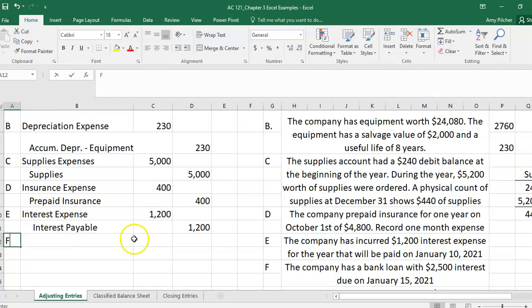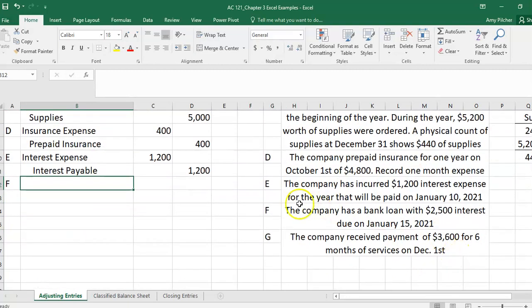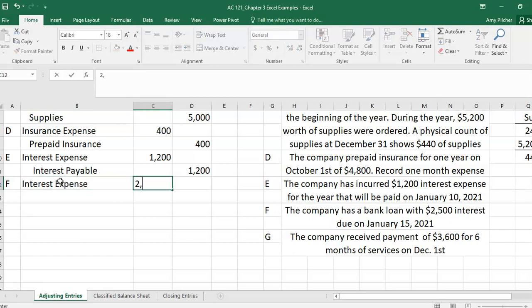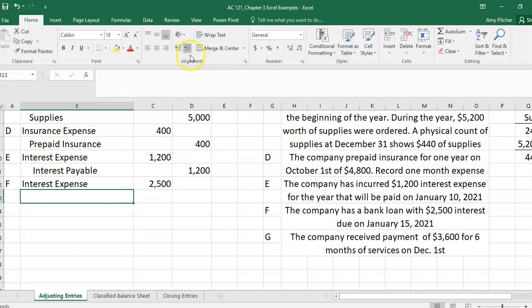Okay. F is the same, it's just on a different loan. So we have a bank loan with $2,500 interest due on January 15th. So we don't have to pay it until January 15th, but that expense occurred in December. So we have interest expense $2,500, and interest payable of $2,500.